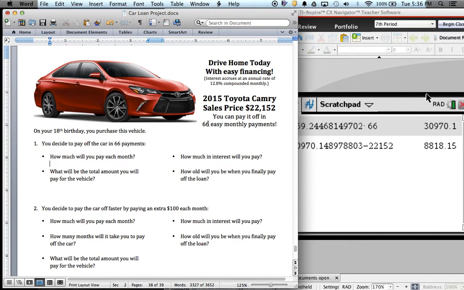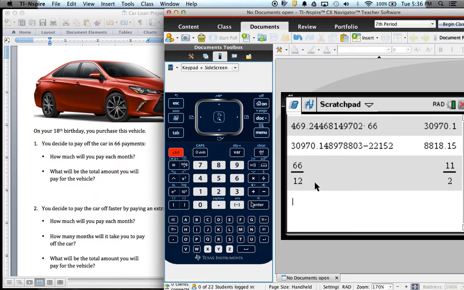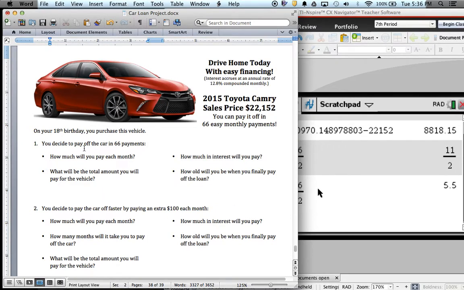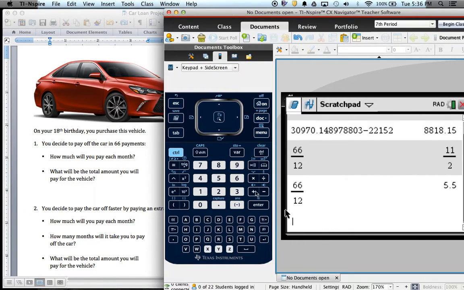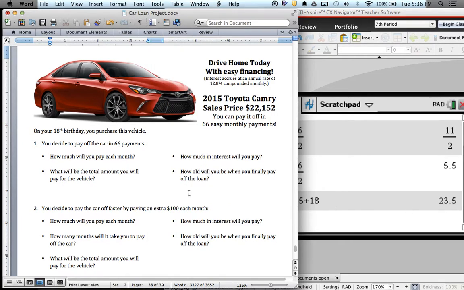So in this case, 66 divided by 12 is 5.5 years, I think. Whoops, let's do Control Enter. Yeah, it's 5.5 years. So I would say, let's see, 5.5 plus 18, yeah, 23.5 years. So in this case, you would say you're 23.5 years old.